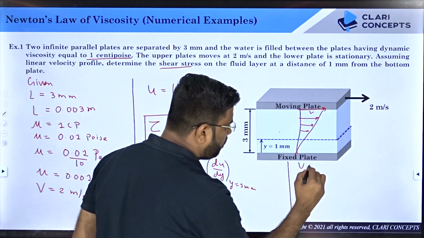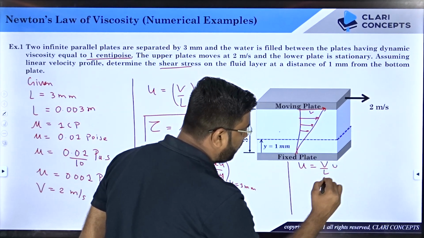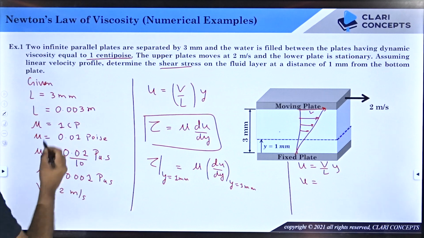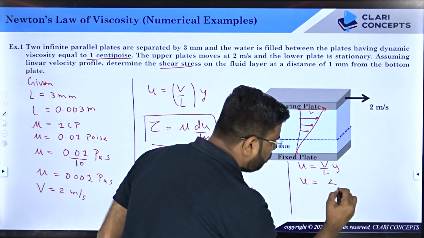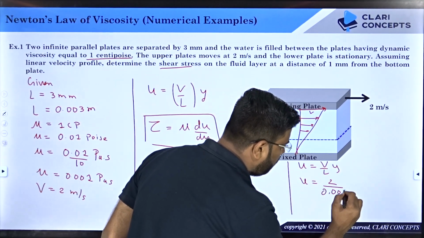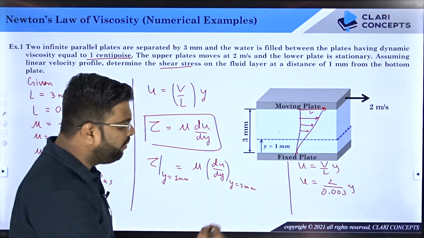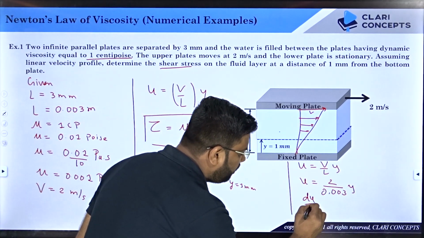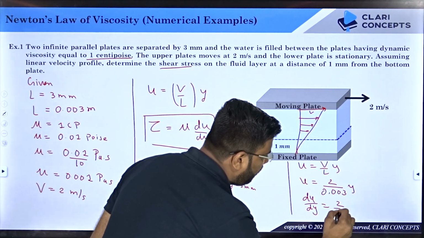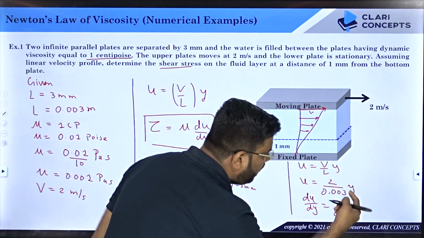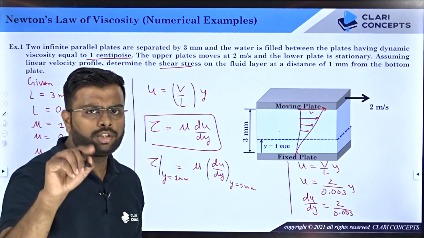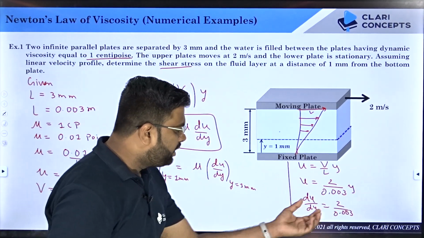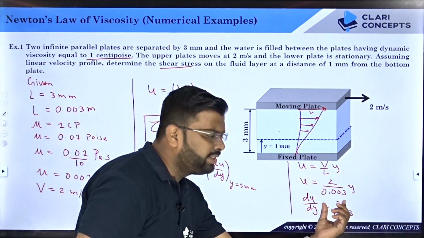I know u equals V divided by L into y. V is 2 meter per second. L is 0.003. So u equals 2 divided by 0.003 into y. Now if I differentiate this with respect to y, I will get du by dy equals 2 divided by 0.003, which is constant, and the differentiation of y with respect to y is just 1. So I will get 2 divided by 0.003.